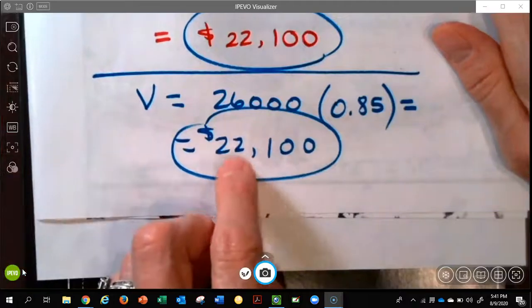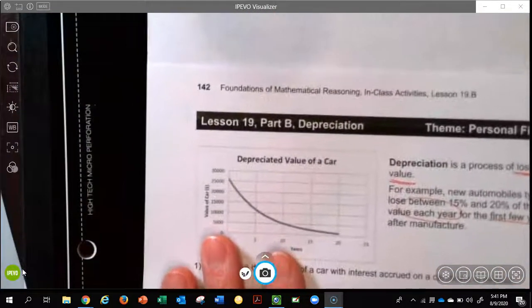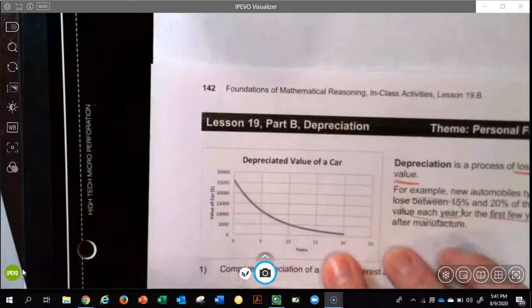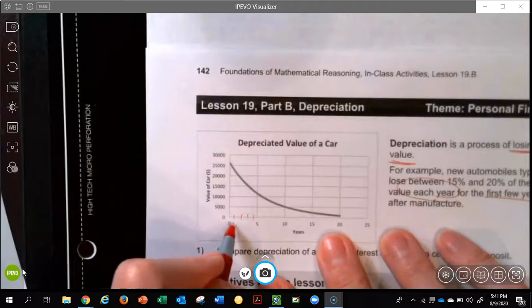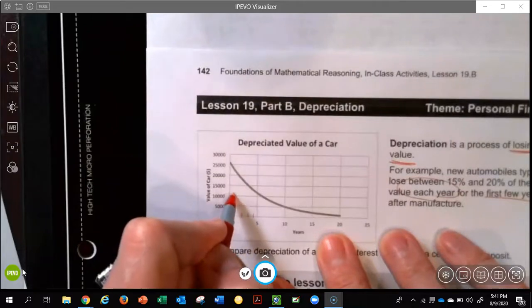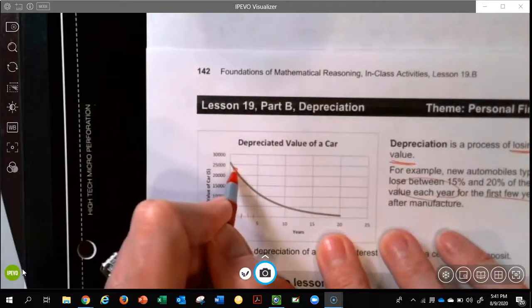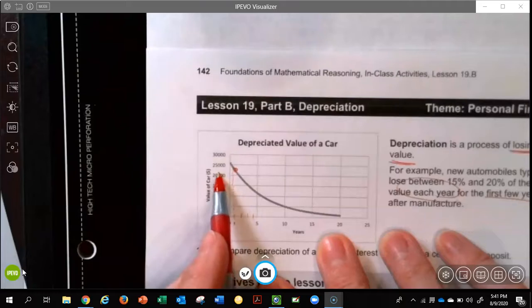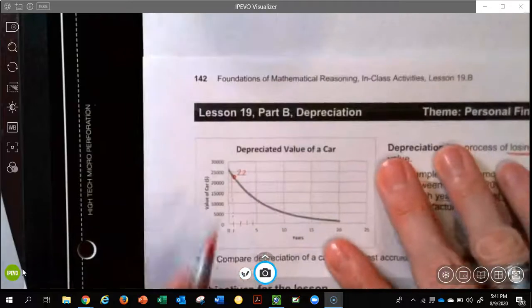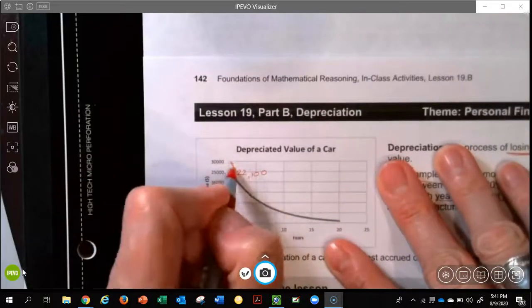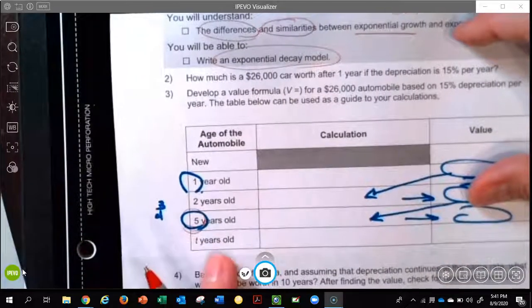After 1 year, the car was worth about $22,000. So let's go over here, and this is like 1, 2, 3, 4, 5 years. Right here at about 1 year, let's go up to where it is on the line. If it was at 25,000 here, somewhere between 20 and 25, does it sound reasonable that our calculation was $22,100? And it does.